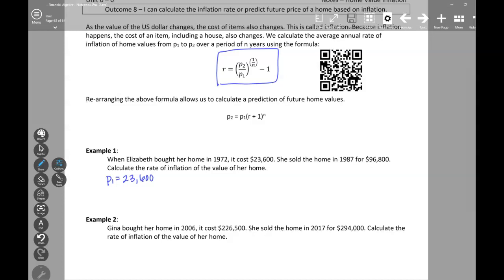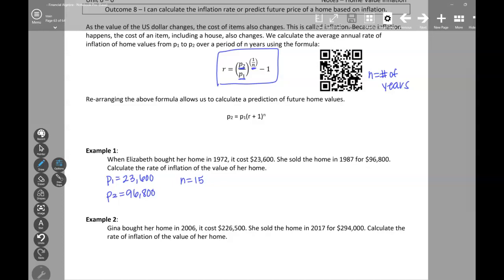Okay. What would P2 be? What's the second price of the home? $96,800. R is representing inflation. So in that formula, I have P1, I have P2, but I'm missing what letter? N. Can anybody tell me what N would be? Nope. N represents the number of years between being bought. So N is number of years. It is 15 years apart. That's correct, because she bought it in 1972 and then she sold it in 1987.